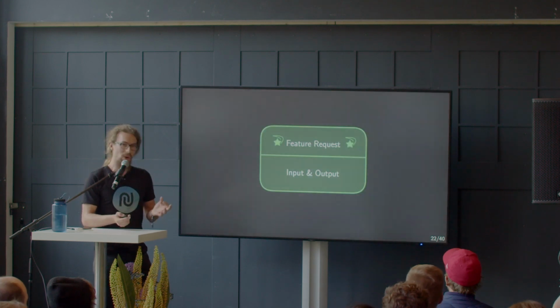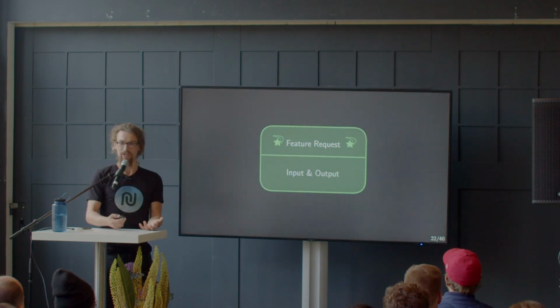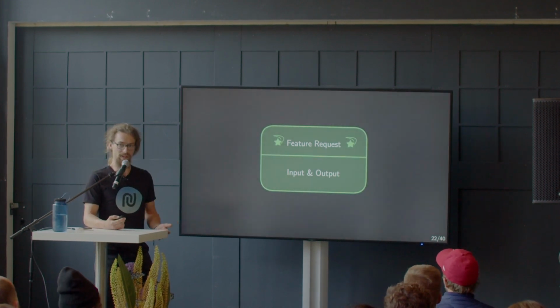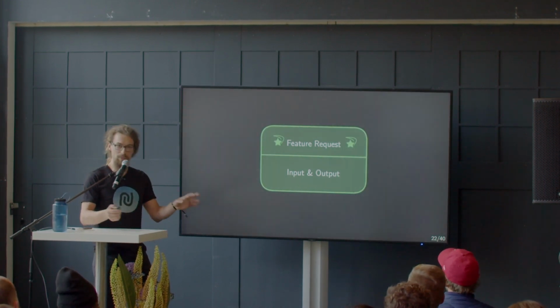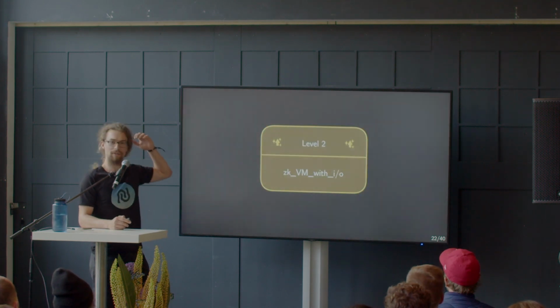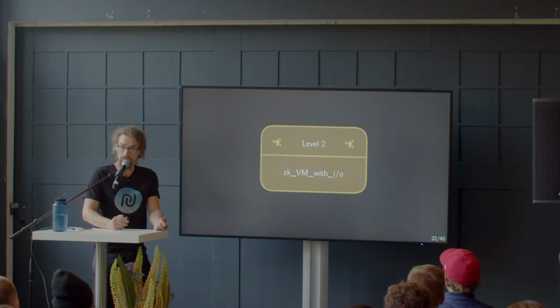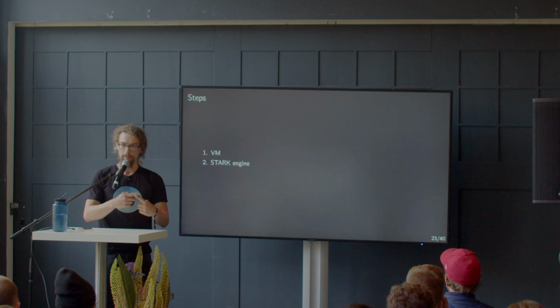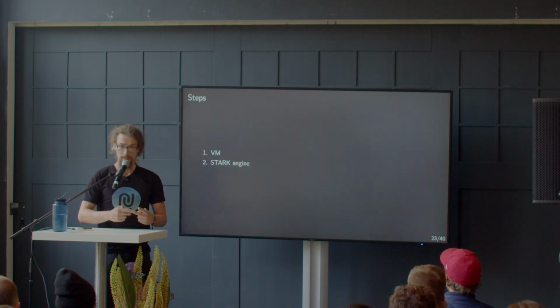Let's try and see what the users actually want. Apparently, they want to somewhat communicate with the VM. So they want to have input and output. Let's tack that on. Level 2, ZK-VM with I/O. Back to the drawing board. 2 steps. First, build a VM, then make it ZK.